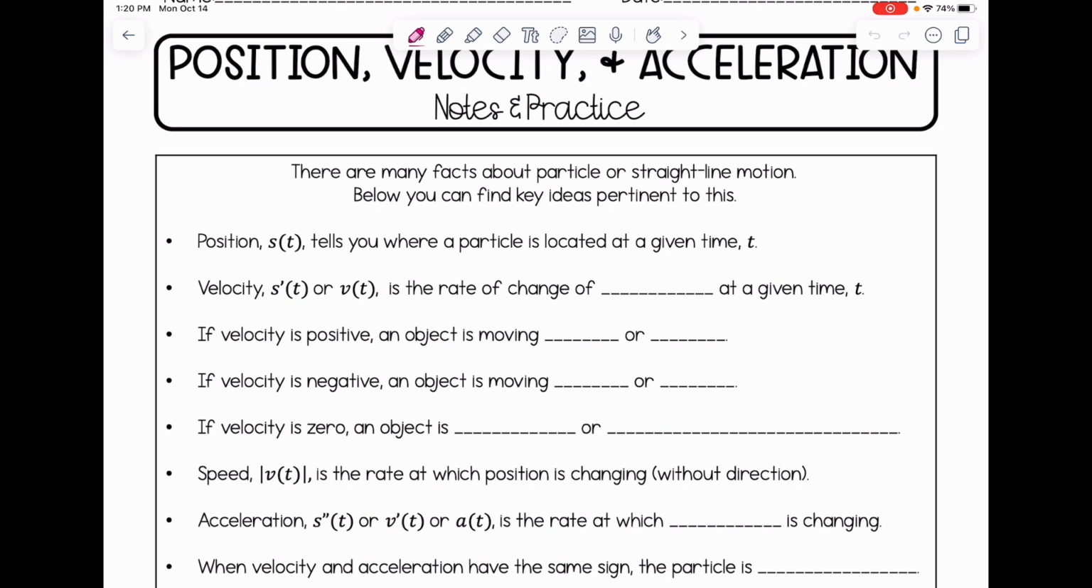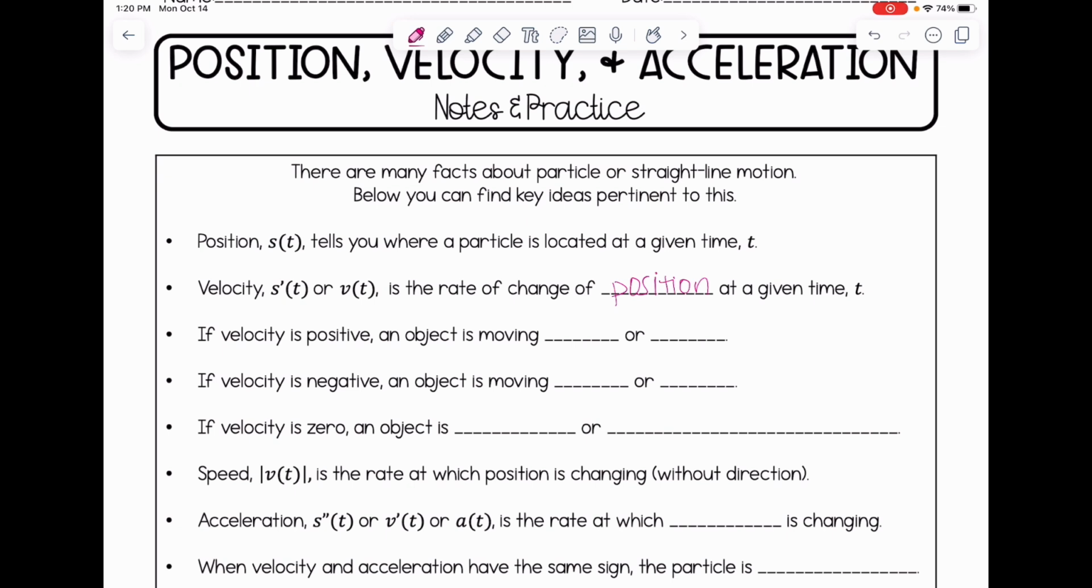Velocity is basically the derivative of position. So notice it can be written as s prime of t, but sometimes it's written as v of t as well, v standing for velocity. That is, again, the rate of change of position at a given time.